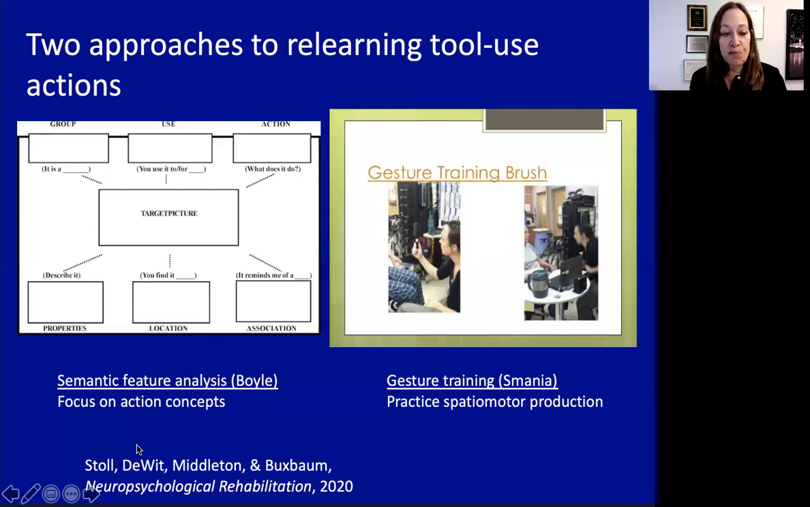And in this study, with some former postdocs, Harrison Stoll and Matt DeWitt, we showed that some patients respond. It was a small study because training studies take a long time, but some subjects respond to each of these approaches. And the next step is to then see whether patients who fit in with one or other of those subtypes of apraxia do better with one or another of these approaches.